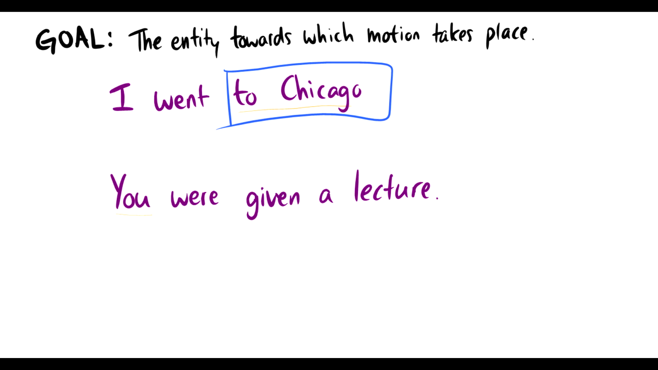So I went. Went is a verb. You go somewhere when you say went. So I went to Chicago. This is the goal of the verb went.